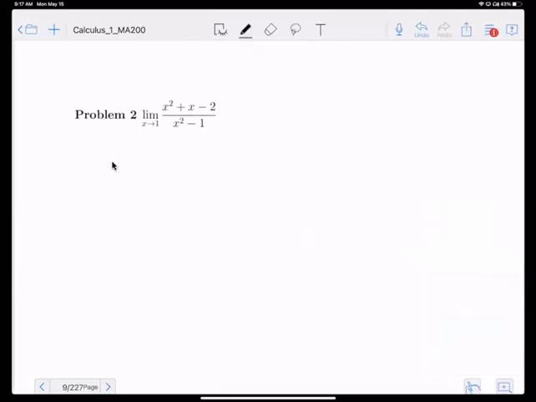Another few minutes. Pause. Do it together. Okay, I'm back. So the limit as x approaches 1 of x squared plus x minus 2 over x squared minus 1. Again, let's check. So we put x equal to 1.